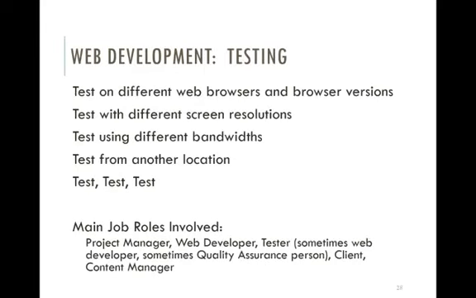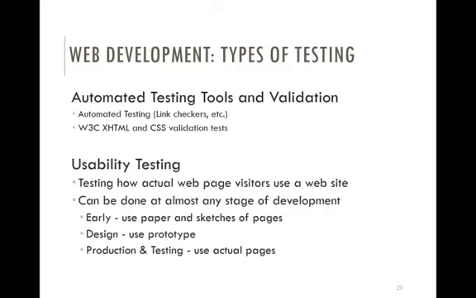Now, testing cannot be overstated when it comes to the web. You want to make sure that you're testing it on different web browsers and browser versions. You want to test with different screen resolutions. You want to test different bandwidths, and you want to test from another location. We do have a few automated testing tools and validation like we spoke about before. The W3C does have XHTML and CSS validation tests, and HTML5 has their own validation as well.